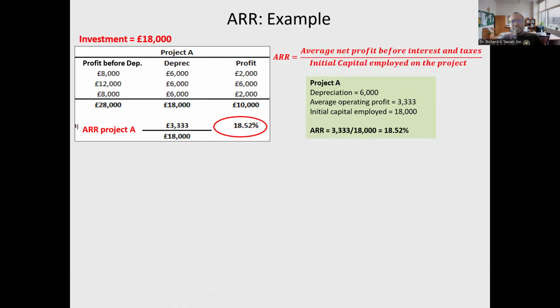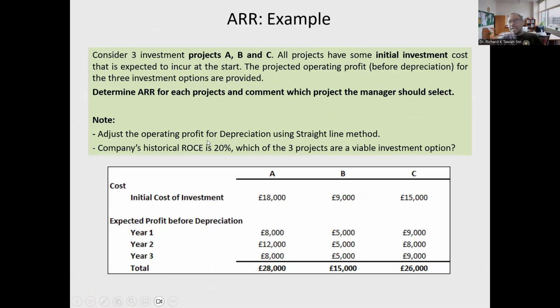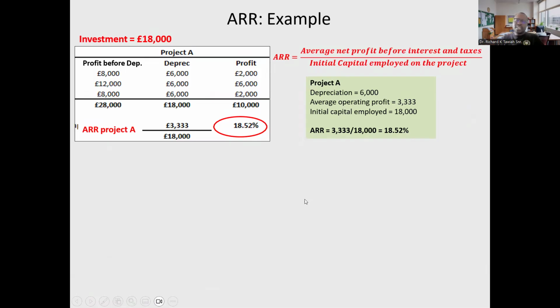All right. So at the end of the day, add these figures, 2,000, 6,000, 2,000, which is 10,000. And find the average of it. So 10,000 divided by 3 is 3,333, divided by the initial investment. There's no residual value, so don't worry your head. Express it as a percentage, and you get 18.52. What is the ROC? 20%. The benchmark to check whether we should go for it for the industry is 20%. For project A, we got 18%. It's below the benchmark. I wouldn't go for it.